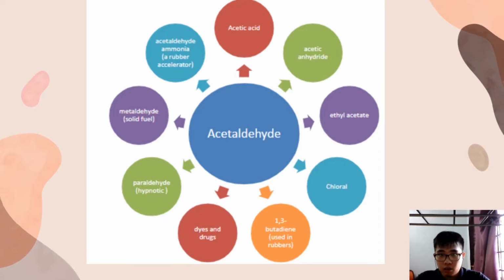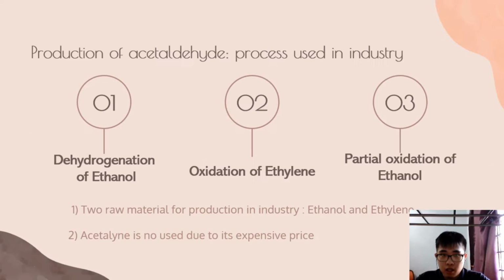Acetaldehyde, also known as ethanal, is one of the important raw materials to synthesize substances such as acetic acid, acetate, and more. There are three main processes to synthesize acetaldehyde in the industry based on our study, which are dehydrogenation of ethanol, oxidation of ethylene, and the partial oxidation of ethanol.